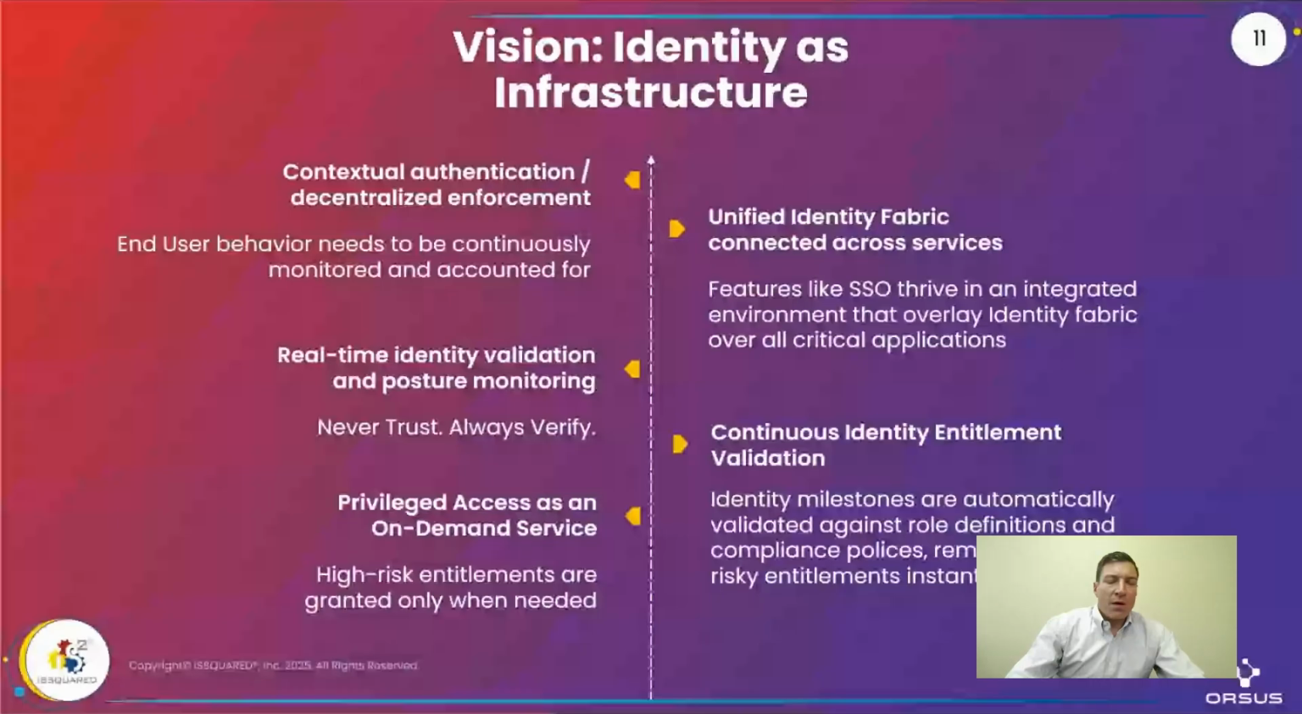Now, what we're really looking for is this vision of identity as infrastructure, where we have contextual authentication and decentralized enforcement, where end user behavior needs to be continuously monitored and accounted for, such that we can check for anomalies and then have automations built off of those anomalies. We have a unified identity fabric connected across services.